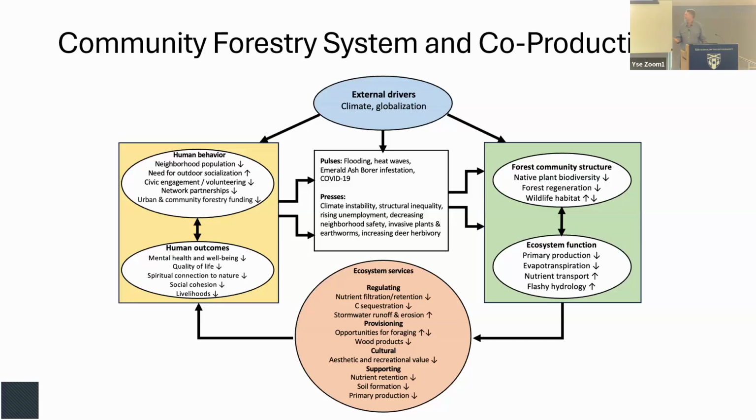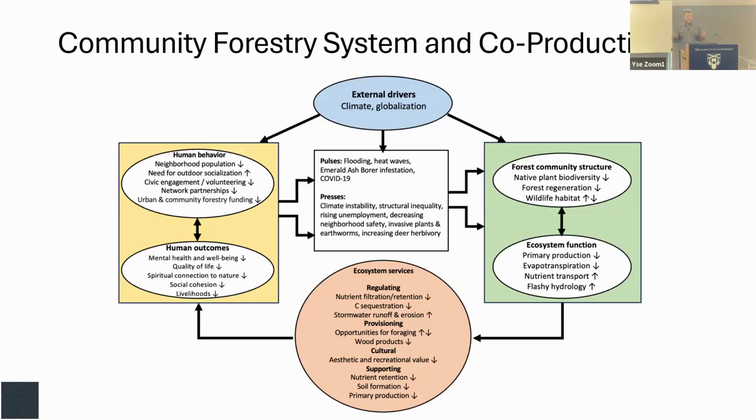And so on the right-hand side, what you look at, we had forest community structure. We had declining plant biodiversity. We had lots of invasive plants. We discovered that 40% of all the trees were ash, and they all died within a year and a half. We had a loss of forest regeneration. Wildlife habitat, the arrows are going up and down because the deer were very happy, but nothing else was. In terms of ecosystem function, we were losing primary production.